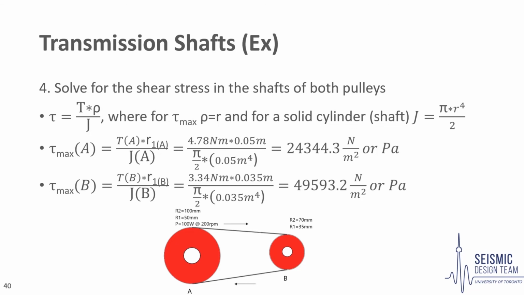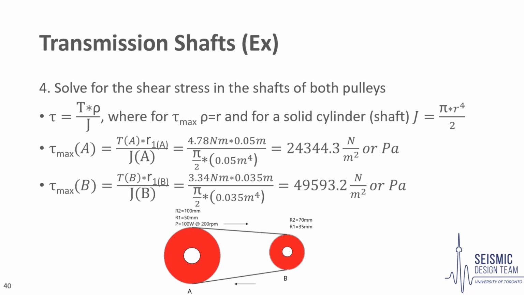Finally, we can solve for the shear stress in the shafts, denoted by the white area at the centers of the pulleys. Recalling the general formula for shear stress is given by the torque multiplied by rho over J. When solving for the maximum shear stress, rho is equal to the radius. J is equal to pi multiplied by the radius to the power of 4 divided by 2. We use the formula for a solid cylinder in this case for the polar moment of inertia, since the shaft does not contain any hollow area on its cross-section.